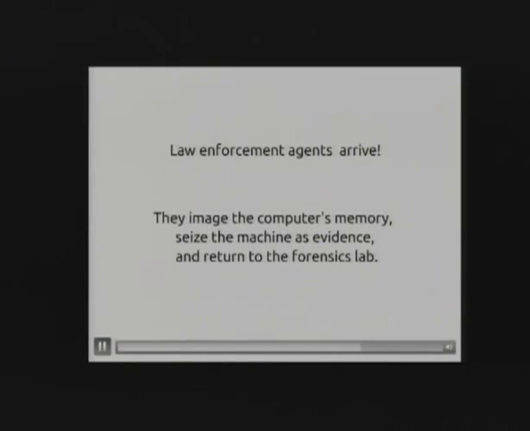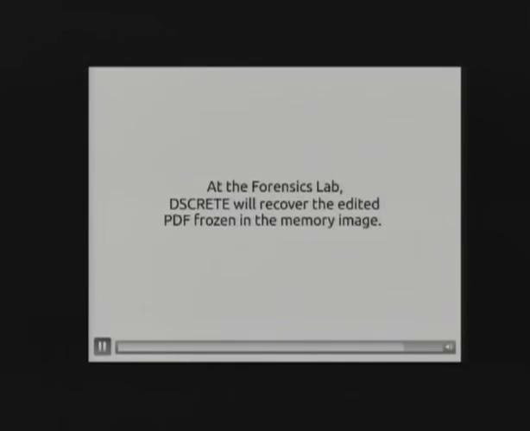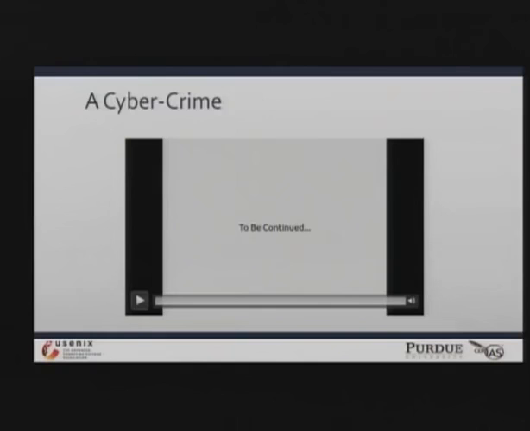They seize that computer, they image its memory, and they return all of this to the forensics lab to perform their investigation. And I'm going to show how DSCRETE will be used to analyze that memory image and recover that PDF that's frozen in the computer's memory. And so note that recovering this PDF is essential for this investigation, because without that PDF that he was in the process of editing, the police have no connection to the accomplices that are in this crime.